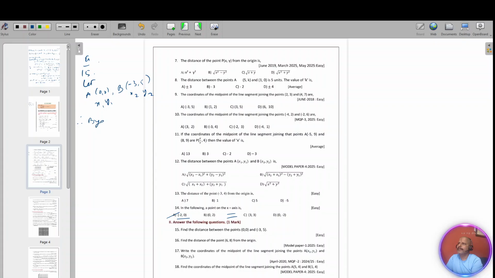Therefore, by the distance formula, please write the formula once in this chapter, which is very important. AB is the square root of (x2 minus x1) whole square plus (y2 minus y1) whole square. AB distance they want, so just substitute the coordinates and get the value. X2 is how much? Minus 3. So (-3 minus 0) whole square, (5 minus 0) whole square. Minus 3 minus 0 means minus 3 only.